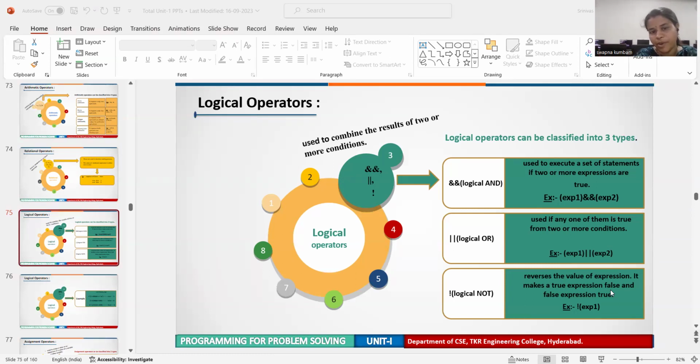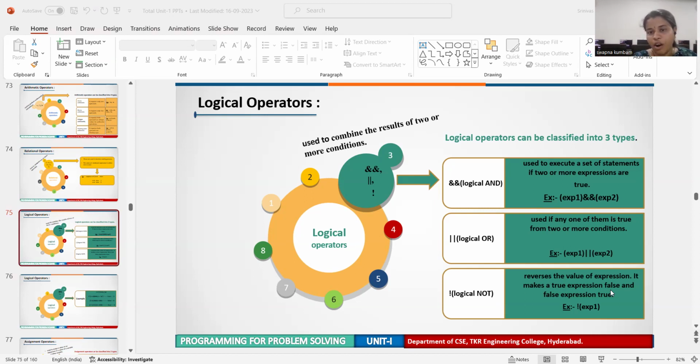Any one means, if I am taking X and Y, if Y is true, we'll get it as true only. And if X is true here, you'll get true here. And coming to the last one, both are true, it will come as true. This is the logical OR operator. So if any one is true, it will take true.